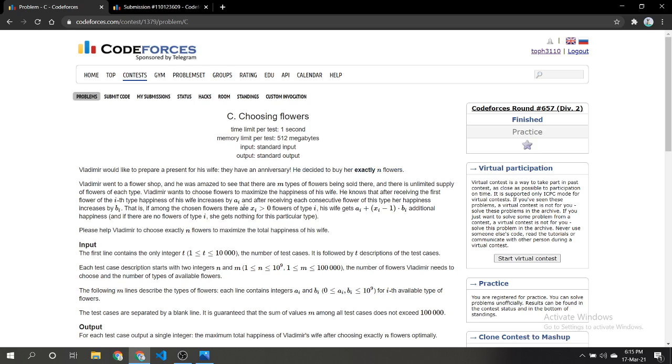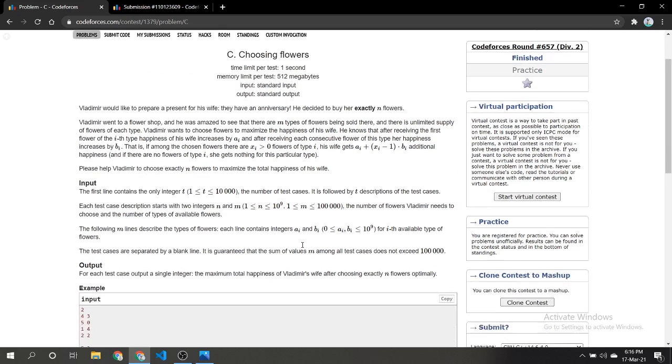How do we calculate happiness? For each flower, if we buy it the first time, we add a_i to our happiness, and if we buy it a second time, then we add b_i to our happiness. Let's say we buy x_i flowers of the i-th type, then we will be adding a_i plus (x_i minus 1) times b_i to our total happiness.